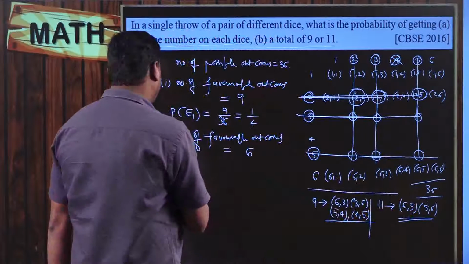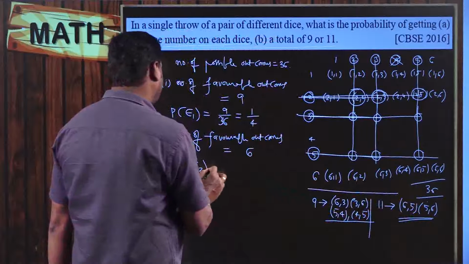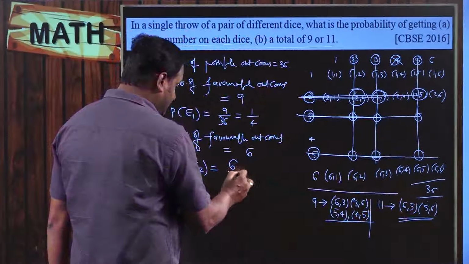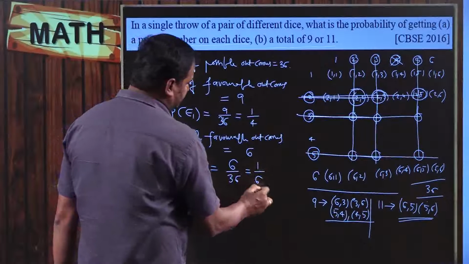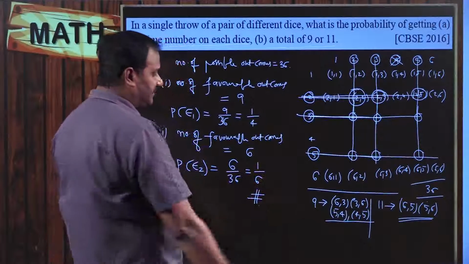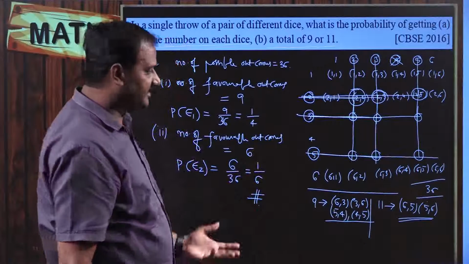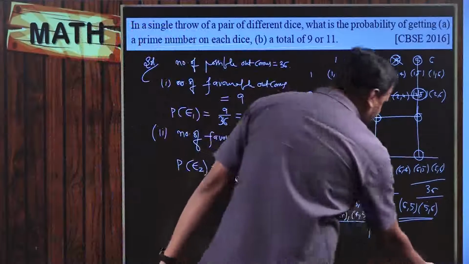So the probability of an event is equal to the number of favorable outcomes divided by the total number of outcomes. So 6 over 36, which is 1 over 6. This is the way to answer the problem. Hope you understand. And moving on to the next problem.